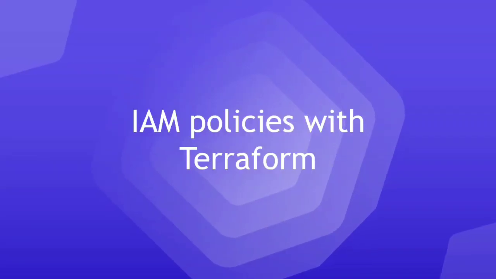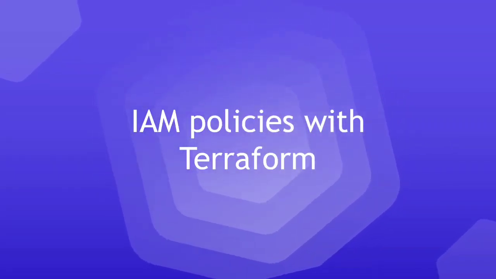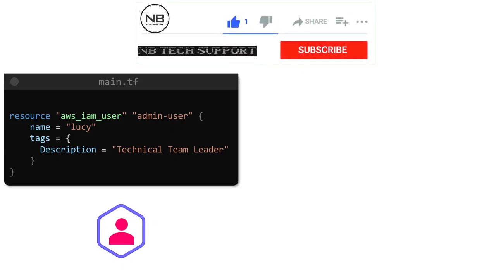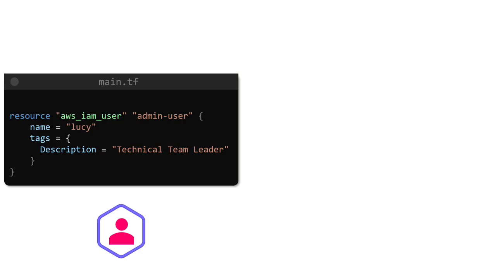In this lecture, we will see how to create IAM policies with Terraform and attach it to a user. Alright, so we have successfully created an IAM user called Lucy. But as we learned in the introduction to the IAM lecture, all users start with the least privilege in AWS. Lucy does not have any permissions at this point in time. To add more permissions, we have to attach IAM policies to this user.